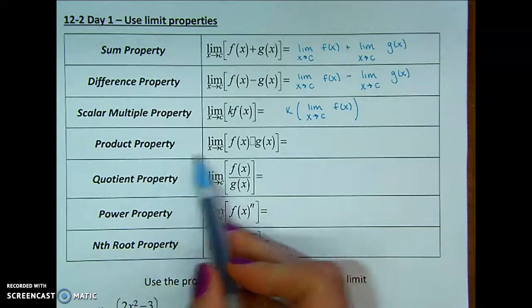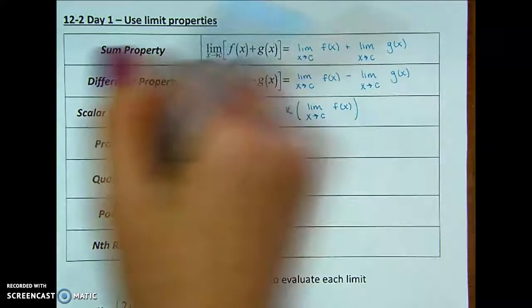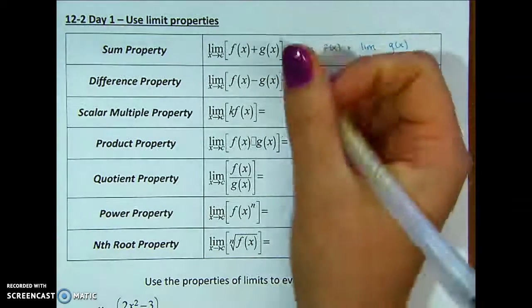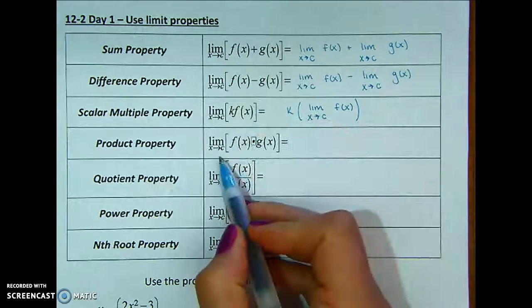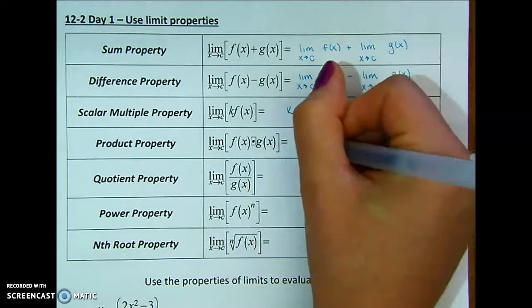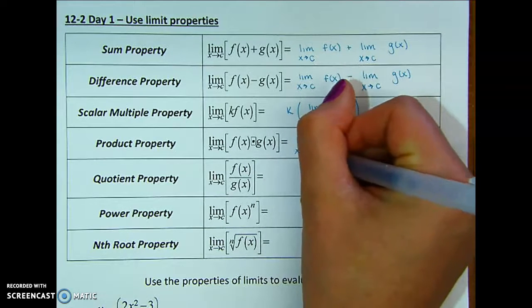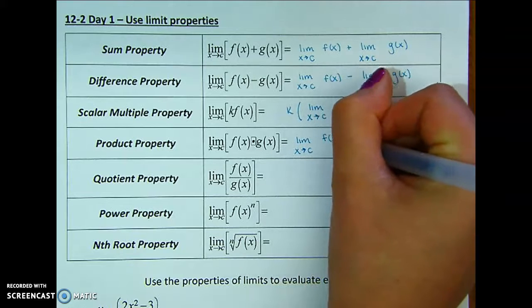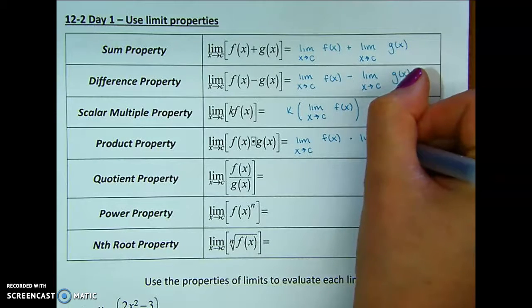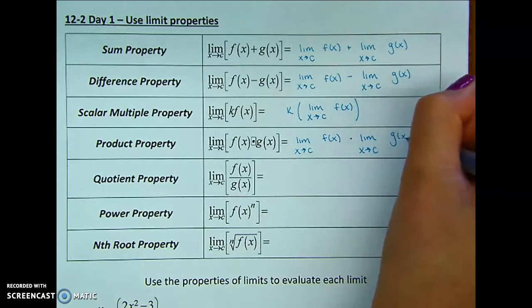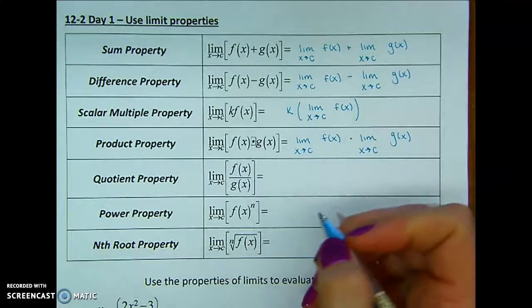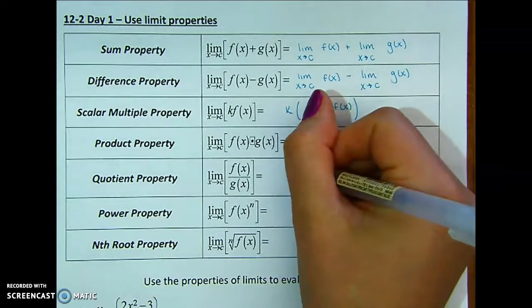The product property, this did not print well, it should be a multiplication symbol. The limit as x approaches c of f of x times g of x, I bet you could guess what I'm about to write. It's the limit as x approaches c of f of x times the limit as x approaches c of g of x. For division, similar, but there's a little rule.